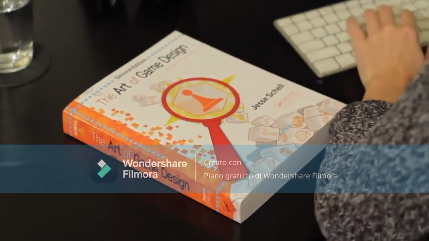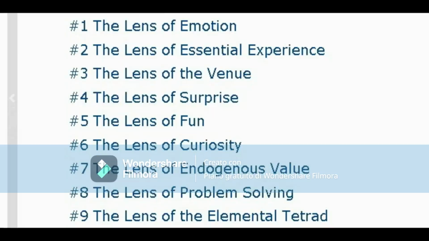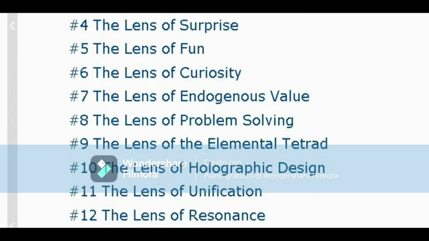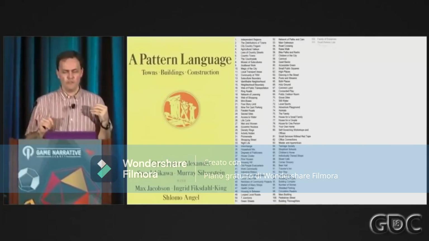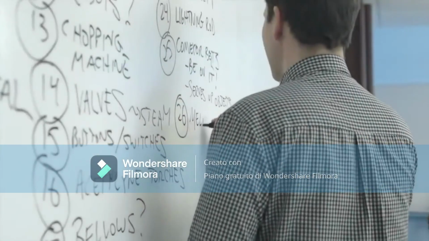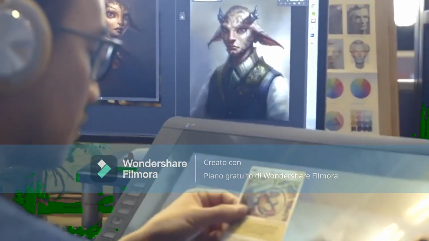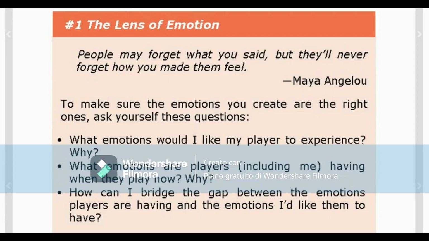In his book, The Art of Game Design, Jesse Schell compiles a list of over 100 different lenses through which we can view the craft of designing games. Inspired by Christopher Alexander's A Pattern Language, it aims to devise a vocabulary for the many ways designers approach their craft. For example, Lens 1 tells us to understand the emotional experience we are trying to build for a player and then craft a game around this.